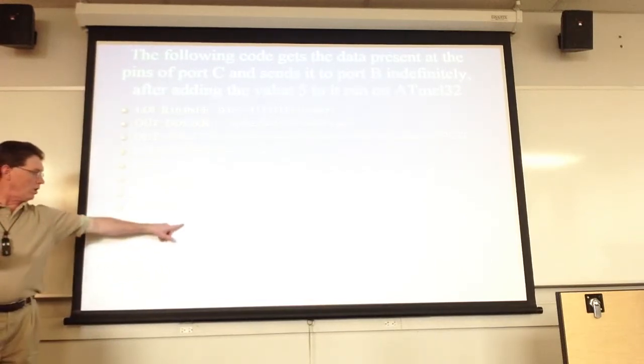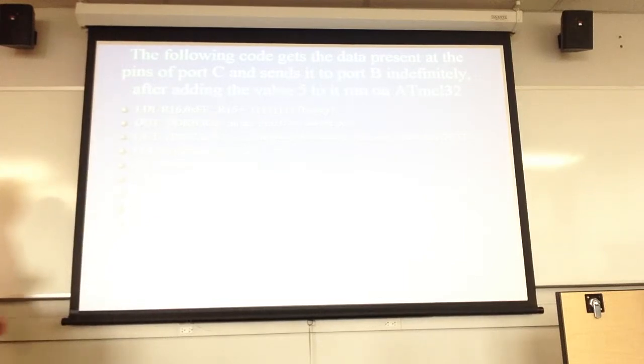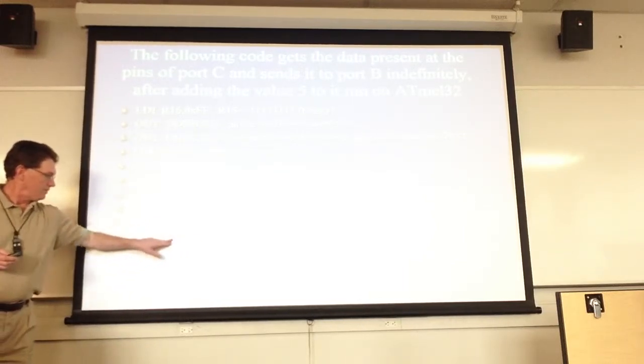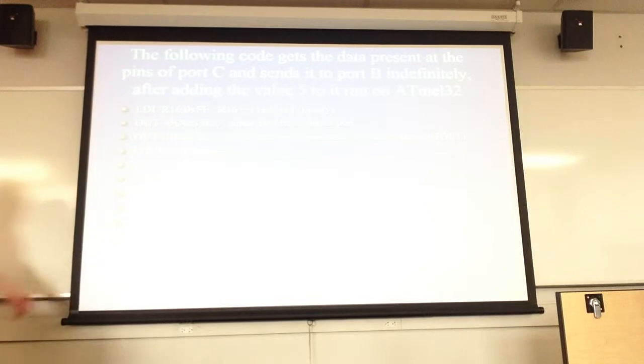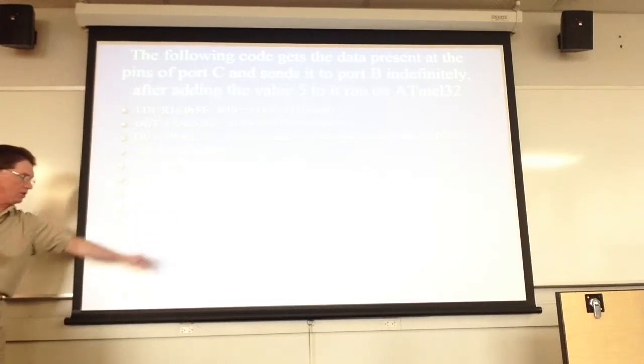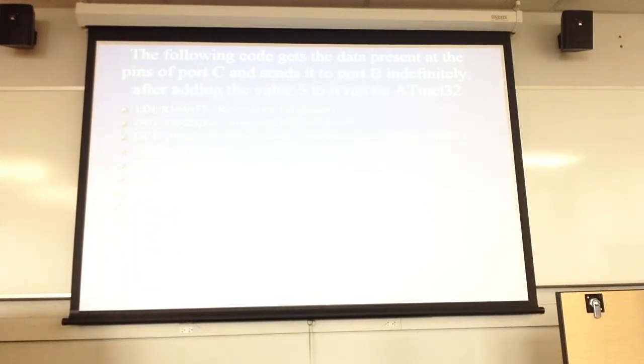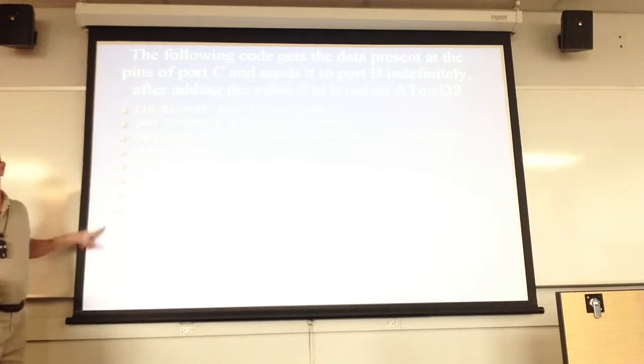I'm going to load into R17 just the number 5, and we're just going to add R17 and R16, which adds the values that I've read from pin C onto R16. And now I'm going to output them to port B. Okay, and then we're just going to infinitely loop in here. It's just an example of how you set up the registers and how you set up the direction port.